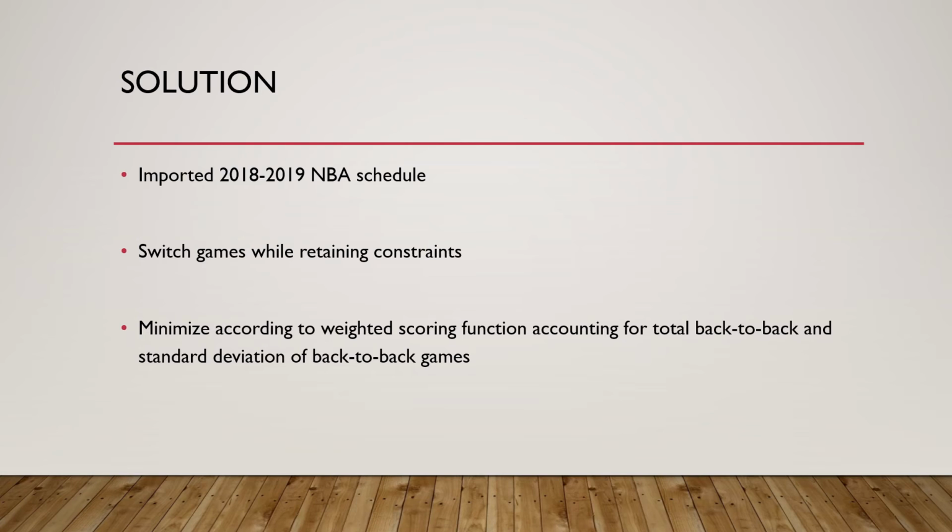I ran 10,000 iterations of this switch to find a better schedule. Like standard simulated annealing processes, the algorithm accepted a solution if it was better for an iteration, and also had a probability of accepting a worse solution to minimize the chances of falling into local minima. The objective function was a weighted function that accounted for both the total number of back-to-back games as well as the standard deviation between each team's back-to-back totals to account for the schedule fairness. Weights were adjusted to determine the best combination.